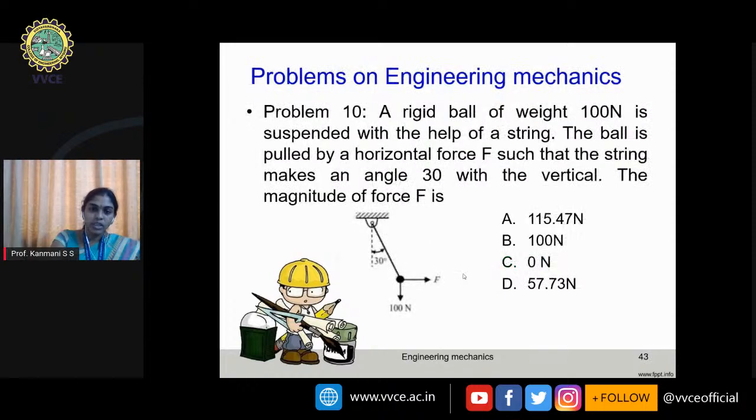Now moving to the next question, that is problem number 10. A rigid ball of weight 100 Newton, this is the 100 Newton weight, is suspended with the help of a string here. This string is pulled by a horizontal force F, such that the string makes an angle of 30 degrees with the vertical. The magnitude of force F I have to find.